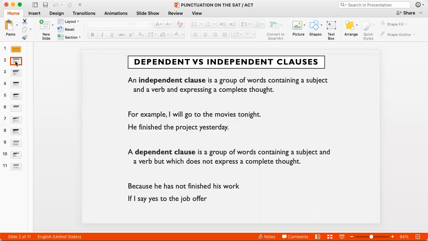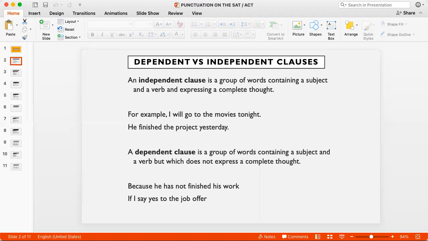Okay, the first thing we need to understand for correct usage of punctuation, especially the comma and the semicolon, is the difference between a dependent clause and an independent clause. An independent clause and a dependent clause are both clauses, which means that they both contain a subject and a verb, but the difference comes between what an independent clause does and what a dependent clause does. An independent clause contains a subject and a verb and expresses a complete thought.